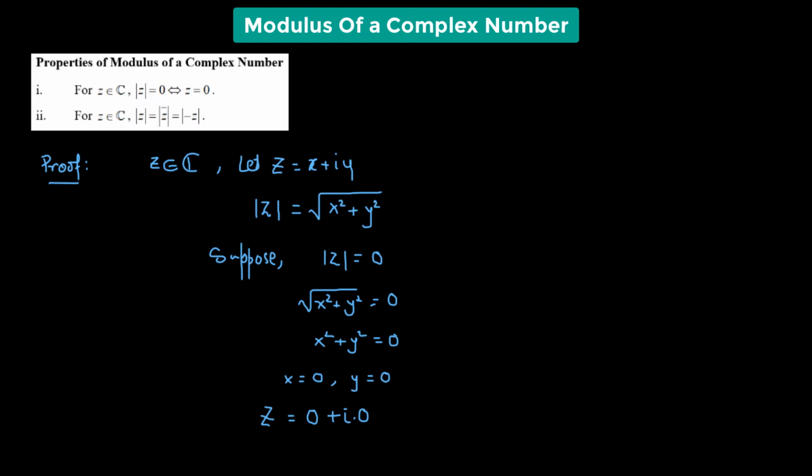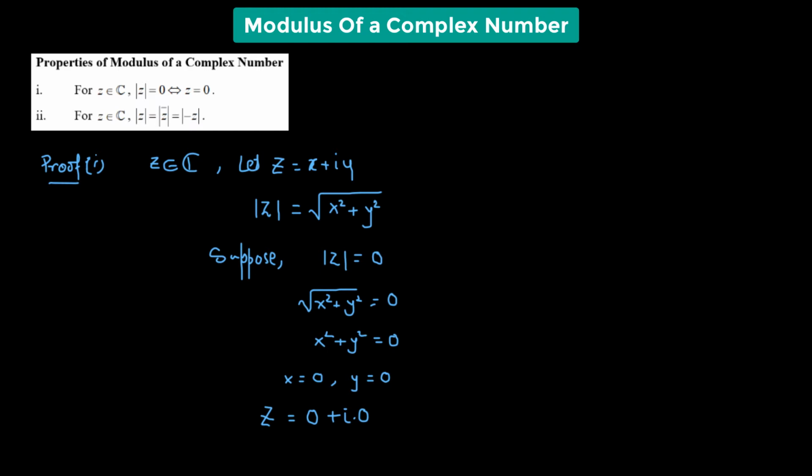The other way around, if we have a complex number z given by 0 plus i times 0, then its absolute value is going to be equal to 0. So this is proof number 1. And this is our proof for number 1. Then you go to the second part.